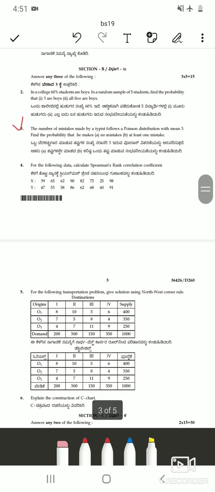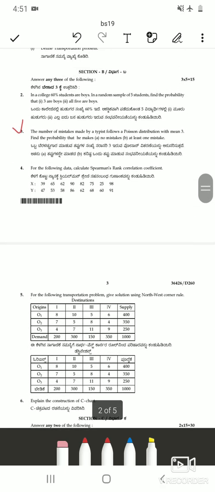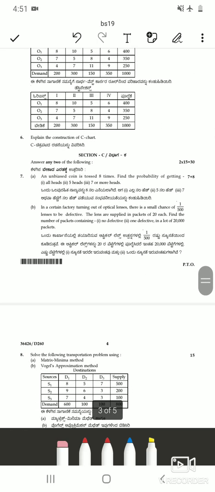So from section B you have 2 questions from the first unit, so you have got 10 marks. Coming to section C, the first question is again of binomial distribution. Here they have given, a coin is tossed 8 times. You have to find the probability of getting all heads, 5 heads, or 7 or more heads.